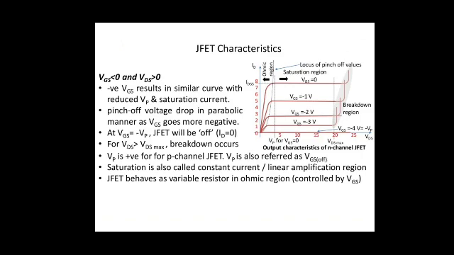This happens in the ohmic region. So whenever your JFET is operated in the ohmic region, it is used as a voltage variable resistor.